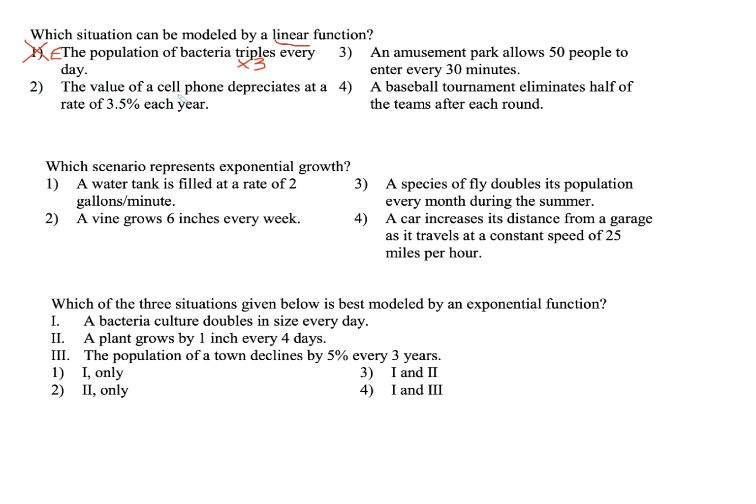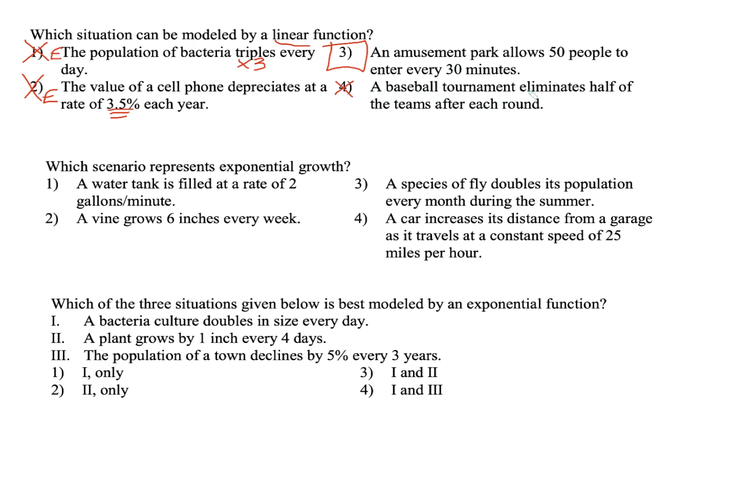2 states the value of a cell phone depreciates at a rate of 3.5% every year. Now, because I have a percentage, that's my clue that this scenario is exponential. We can eliminate. Number 3 states an amusement park allows 50 people to enter every 30 minutes. Now, this would be a linear function because you have a constant value being added to every interval. Your interval is every 30 minutes, and every 30 minutes you're allowing 50 people to enter. Now number 4 can be excluded.